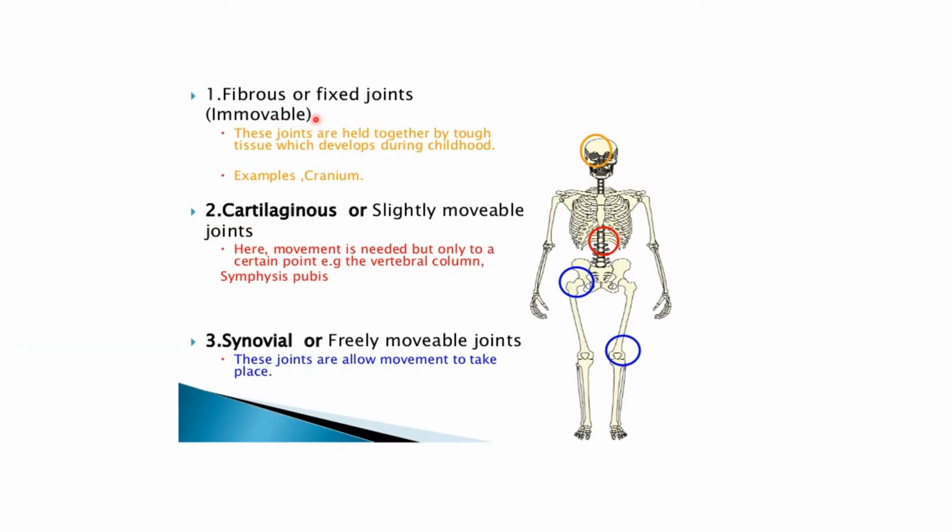So fibrous joints, which are immovable, are held together by tough tissue which developed during childhood. For example, cranium. The cranium bones in the head are fixed, they are not movable.